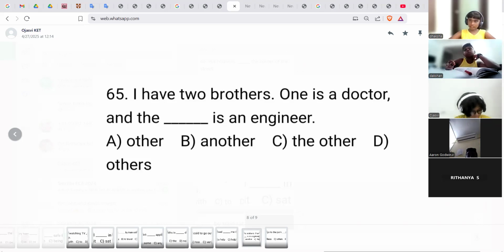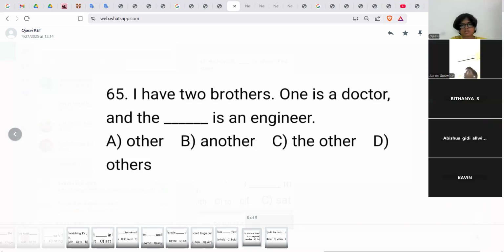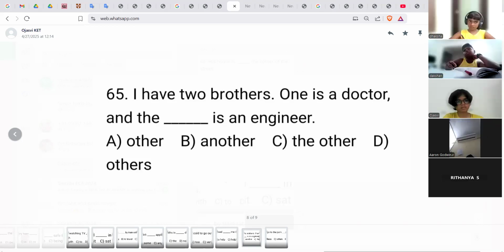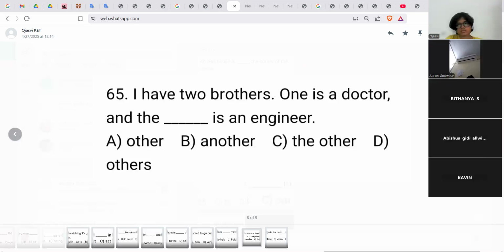Dakshan, what is your answer? Sir, B. Another. Ritanya, what is your answer? Aaron, what is your answer? So I think it could be B, another. Sir, I also prefer another. Okay. Kavin, what is your answer? Sir, other.